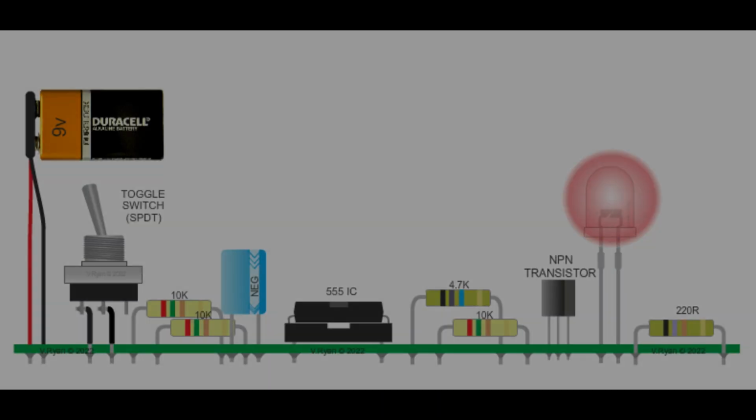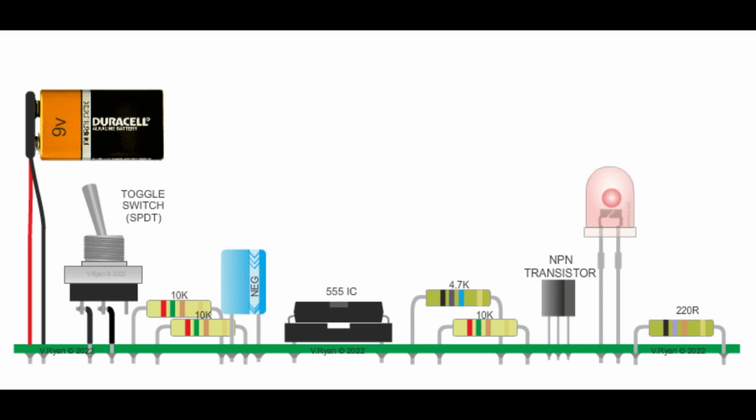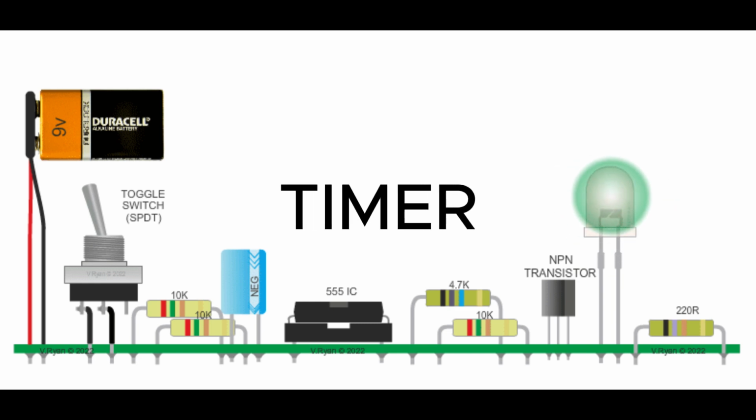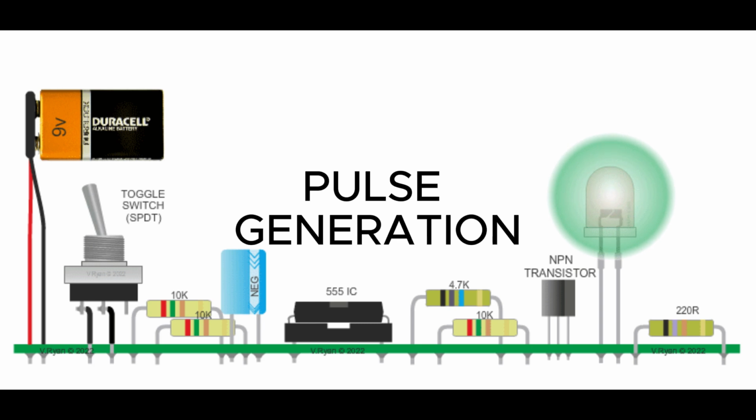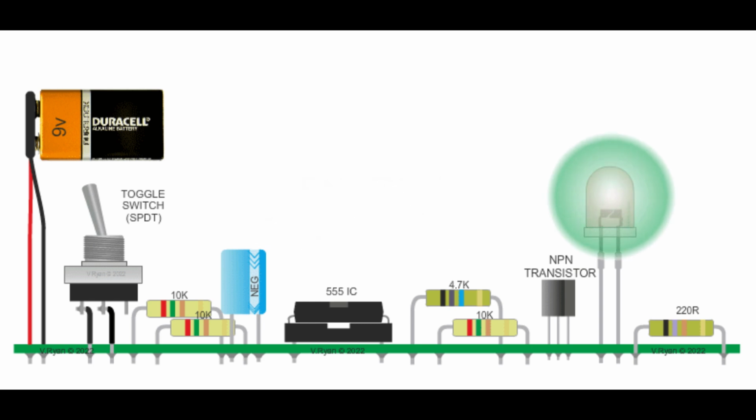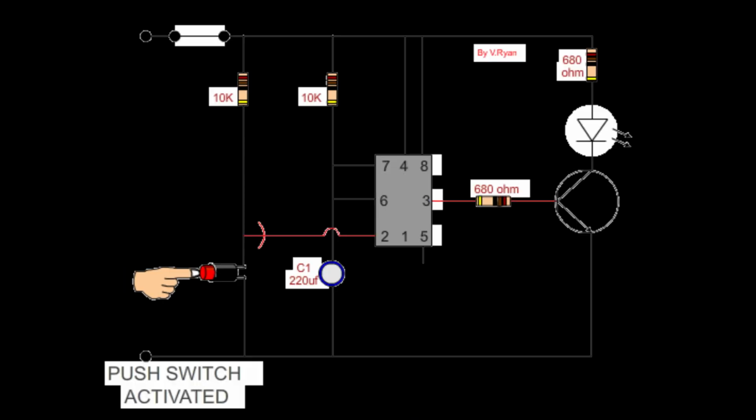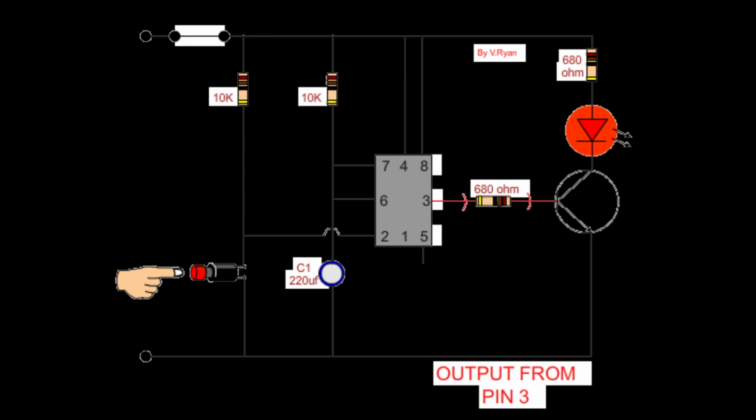For applications, monostable mode is useful in applications like timers, pulse generation, and switch debouncing. For instance, if you want to create a timer that turns on a light for a specific duration when a button is pressed, monostable mode is the way to go. For circuit examples, here's a simple circuit diagram. Notice the connection of the resistor and capacitor to the threshold and discharge pins, while the trigger pin is connected to the button.